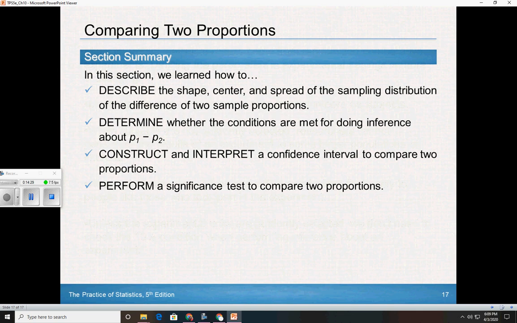In this section, we talked about describing center, shape, and spread of a sampling distribution for the difference of two sample proportions. We determined whether the conditions were met. We talked about constructing and interpreting a confidence interval to compare two proportions, and we performed a significance test to compare two proportions.